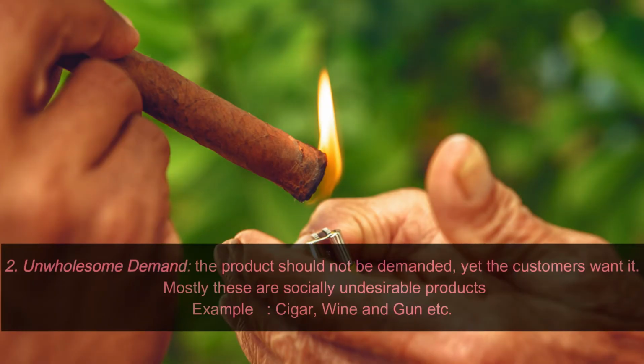Let's try to understand the second type of demand, which is unwholesome demand. Unwholesome demand means the products that we are interested to buy are actually not desirable, but we are very much interested to use them. Sometimes these products are socially undesirable products. So when the products are socially undesirable and there is a demand for them, that demand is unwholesome demand. We can give examples of cigarettes and alcohol.